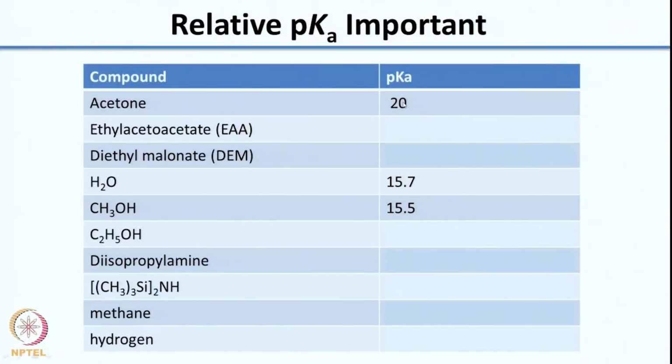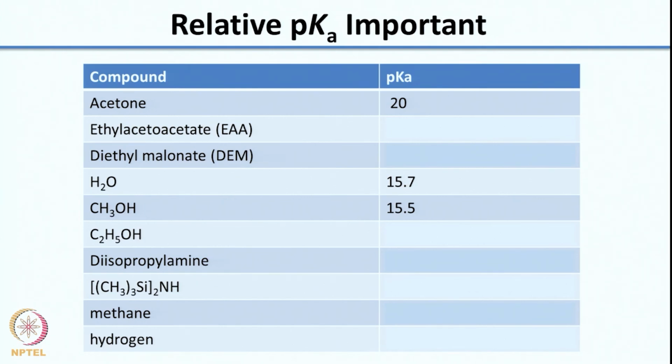Before leaving I had asked you to look at this table, and you already have the pKa values given of acetone, water and methanol. Now, based on the pKa of acetone, if you write the structure of ethyl acetoacetate and diethyl malonate, what do you expect the pKa's to be? Will they be lower than acetone or will they be higher? Also, between these two, which would be more acidic? I want you to write the structures of both of these and compare the pKa's of the hydrogen which is alpha to the carbonyl group.